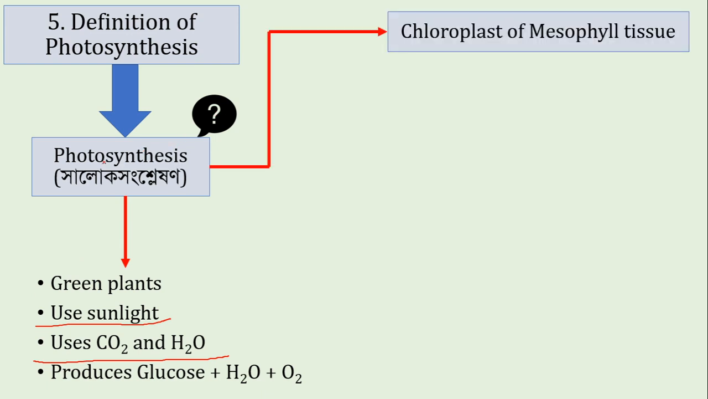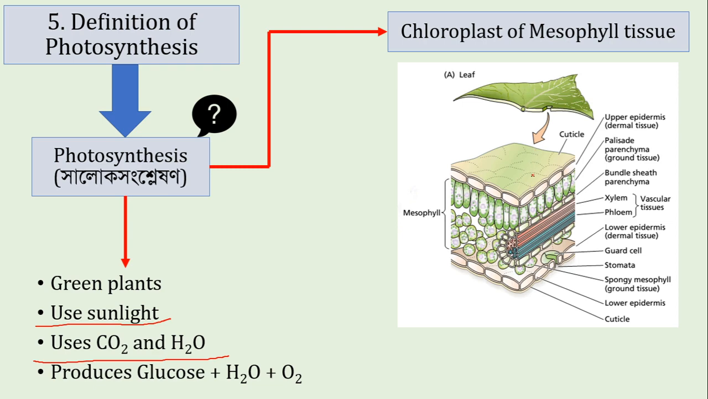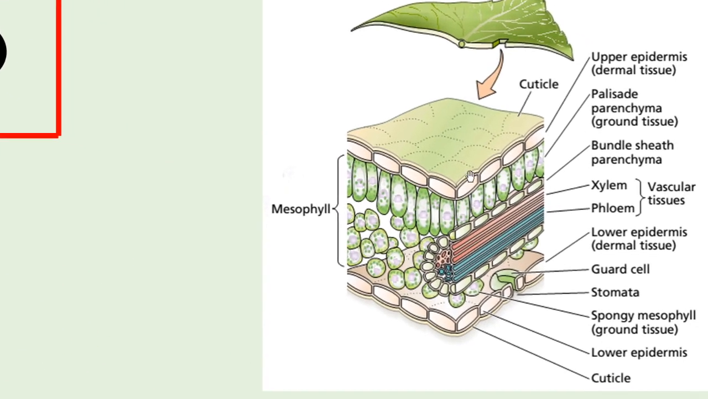Where is photosynthesis performed? Photosynthesis takes place inside the chloroplast of mesophyll tissue. That is a cross section of a plant leaf. The plant leaf is surrounded by a cuticle layer. Below it there is the upper epidermis. At the bottom there is the lower epidermis and also cuticle.